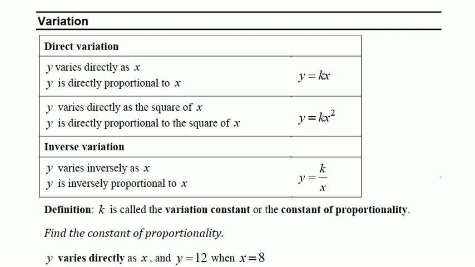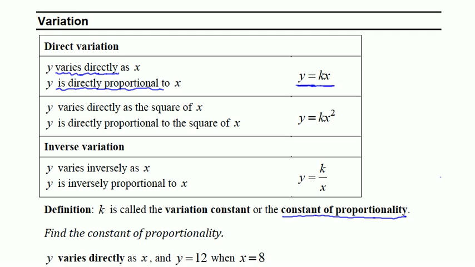Variation. First we have direct variation. This is a new kind of language when we say y varies directly as x. What this means is that y and x satisfy this kind of relationship here, that y is equal to k, which we call the constant of proportionality, or the variation constant, that y is equal to k times x. We could also use the word y is directly proportional to x, and that means the same thing.